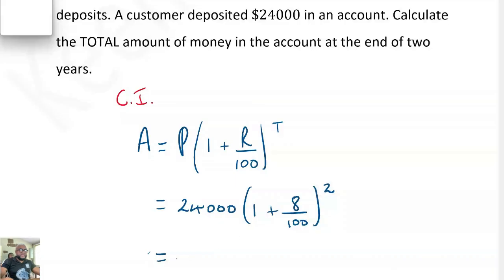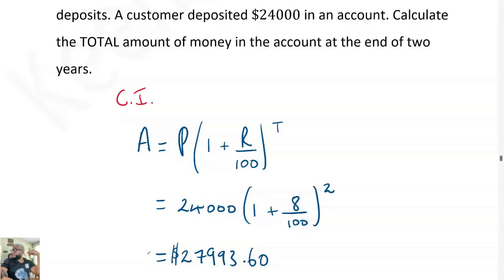So when you work this out, you get 27,993 and then press the button to get the decimal, 0.06. So that's 60 cents. This is what you get. This is the total amount in your account after 2 years.